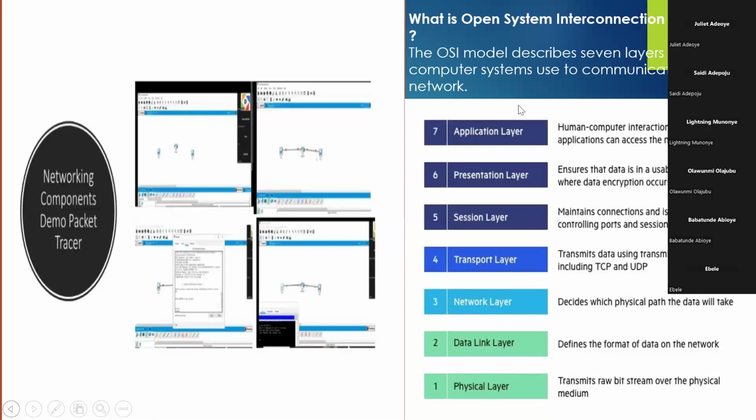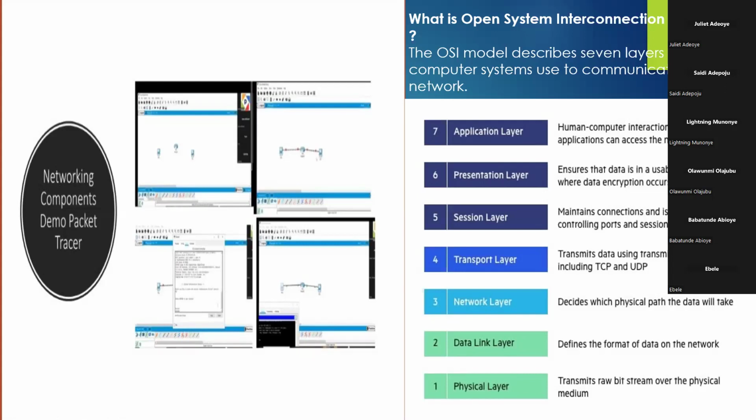Another is also the OSI model, which has to do with 7 different layers. These layers consist of the physical layer, data link layer, network layer, transport layer, session layer, presentation layer, and application layer, of which each and every one of these layers has exactly what it does for us. Just like the data link defines the format of data on the network, we have the network layer that decides which physical path this data will take.